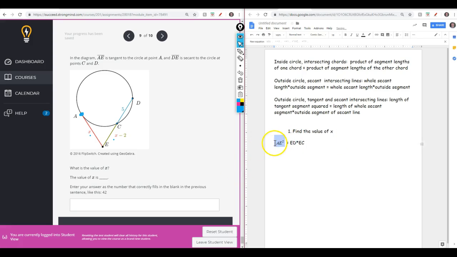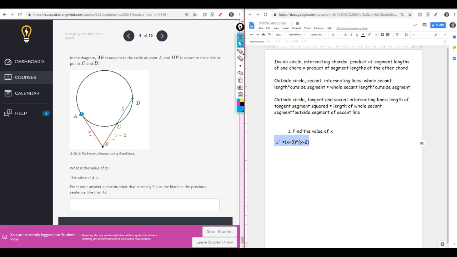Now by substitution, AE has a distance of x, and ED, since there's more than one term, I'm going to write in parentheses. We had x minus 2 plus 5 by segment addition. And then EC is x minus 2. I'm going to see if I can simplify anything. We have a negative 2 plus 5, so that's going to be plus 3. Since we have multiplication there, we would now distribute.